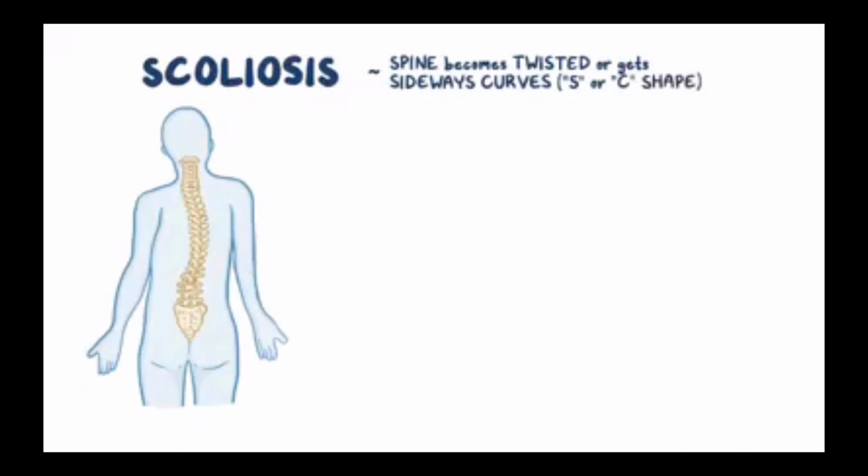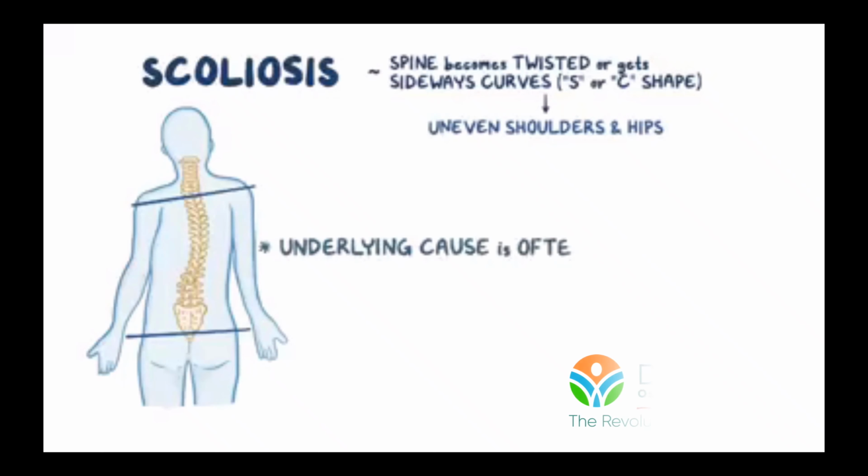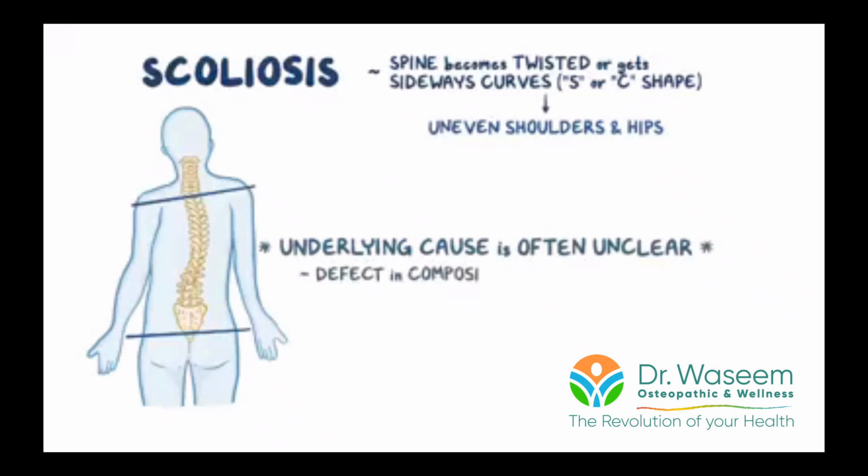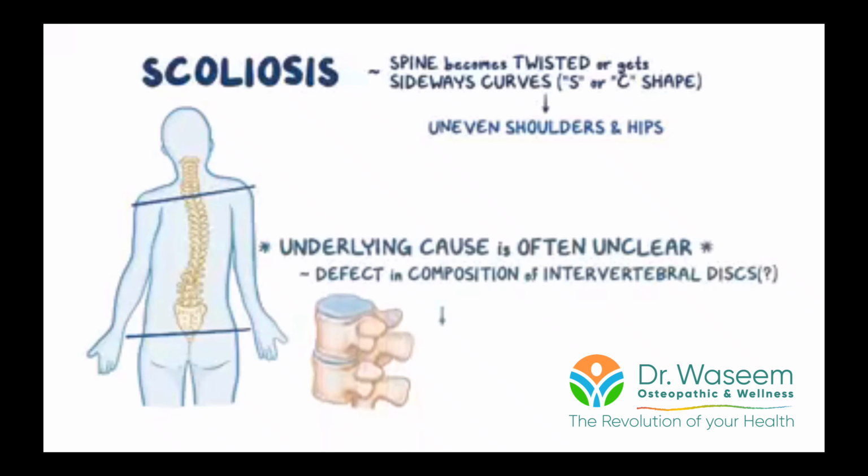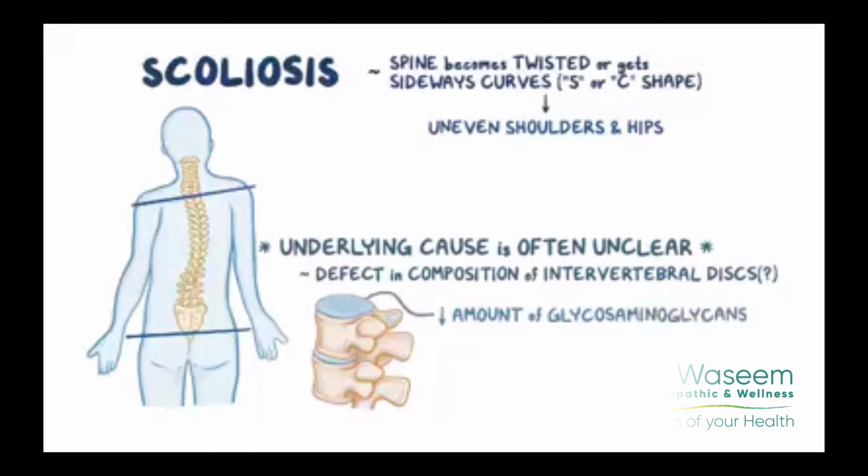Finally, there's scoliosis, which is when the spine becomes twisted or develops a sideways curve, resembling an S or a C shape, often resulting in uneven shoulders and hips. The majority of the time, the underlying cause is unclear, and it's thought that it may be due to a defect in the composition of the intervertebral discs. These discs have a reduced amount of glycosaminoglycans, which changes their ability to act as shock absorbers, and causes the spine to become misshapen.